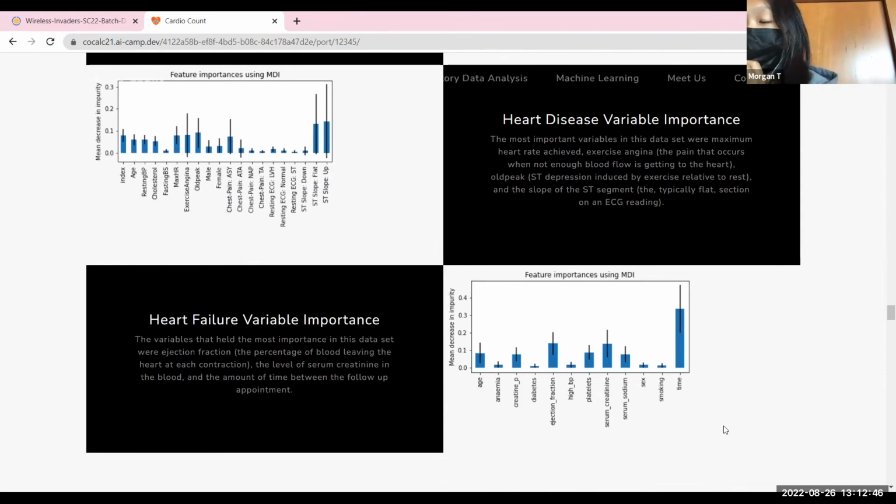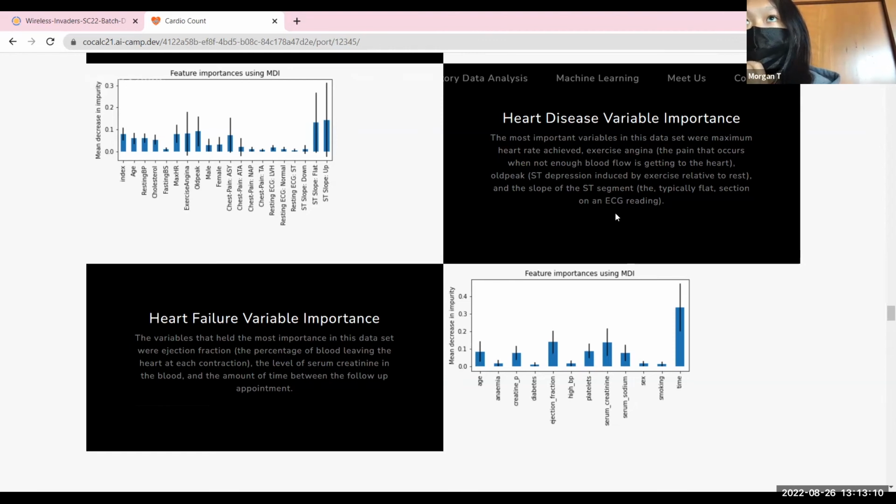For our heart disease data set, the most important variables were maximum heart rate achieved, exercise angina, old peak, and the slope of the ST segment. And for our heart failure data set, the variables that had the most importance were ejection fraction, the level of serum creatinine in the blood, and the amount of time between follow-up appointments.